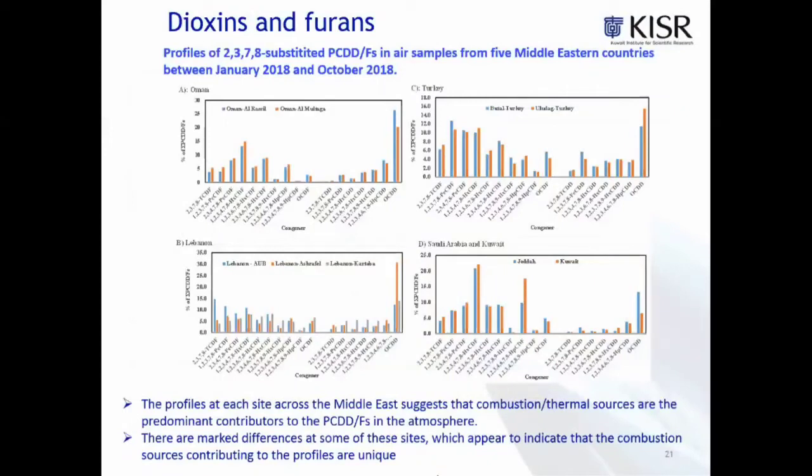I'm going to go fast here because I don't want to go into details. We are seeing here some fingerprints of the dioxins in different locations. The message here is that because the fingerprints are different, it indicates that there are different sources for these chemicals.